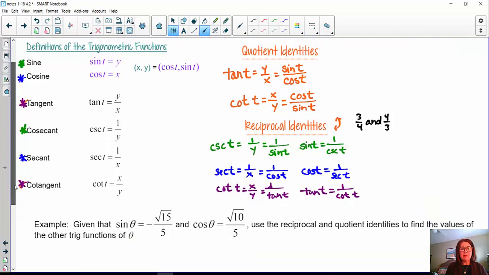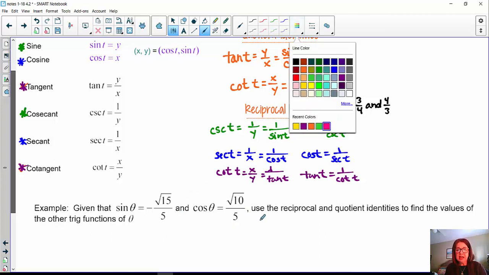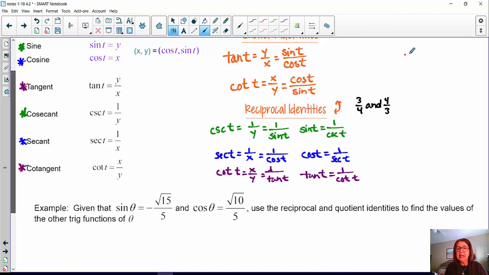So let's go through an example using these identities. Given that the sine of an angle, now notice we're switching from t, one of our typical letters in our alphabet, to a Greek letter. We use a lot of Greek letters to represent angles in trigonometry, so we're just getting some practice with that. Let's say that we want to use the reciprocal and quotient identities to find the values of the other trigonometric functions of theta. So I know that the sine of theta is negative square root of 15 over 5, and I know the cosine of theta is square root of 10 over 5.